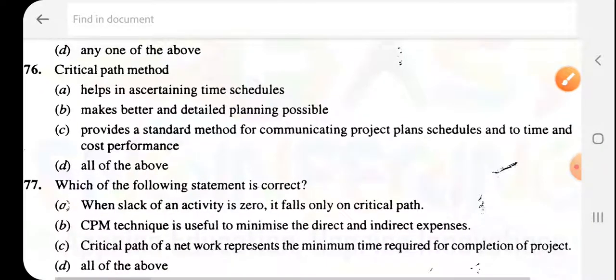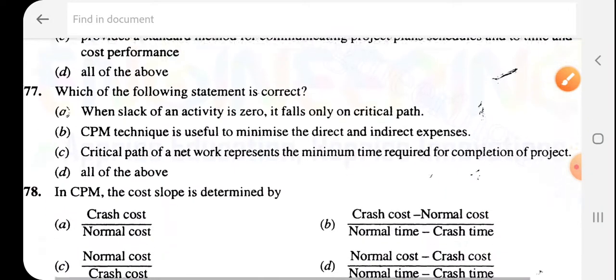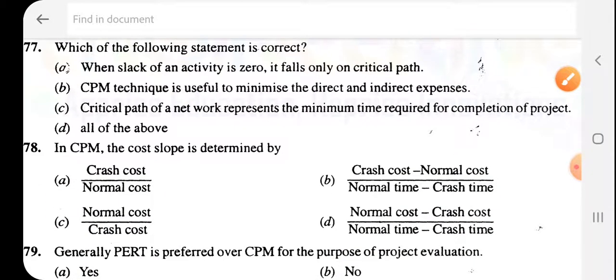Critical path method, what will it do? It will do all of these above. What are those things? Help in ascertaining time schedules, make better and detailed planning possible, provides a standard method for communicating project plans, schedules and time and cost performance. So that is D, the correct answer. Which of the following statements is correct? So 77 is D, all of the above.